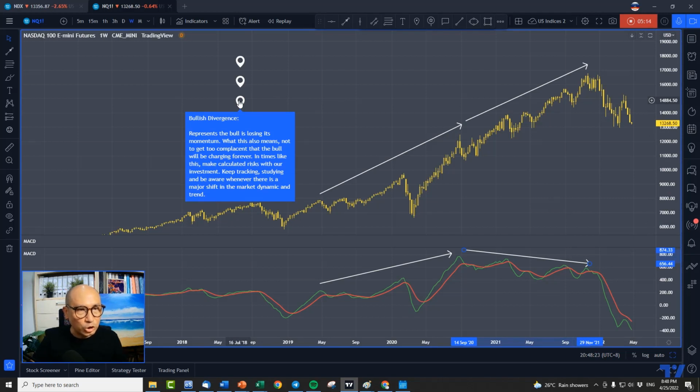How I define bullish divergence is this. It represents that the bull is losing its momentum. What this also means is that we should not get too complacent, that the bull will be charging forever. In times like this, make calculated risk with our investment. Keep tracking, keep studying, and be aware whenever there is a major shift in the market dynamic and trend.